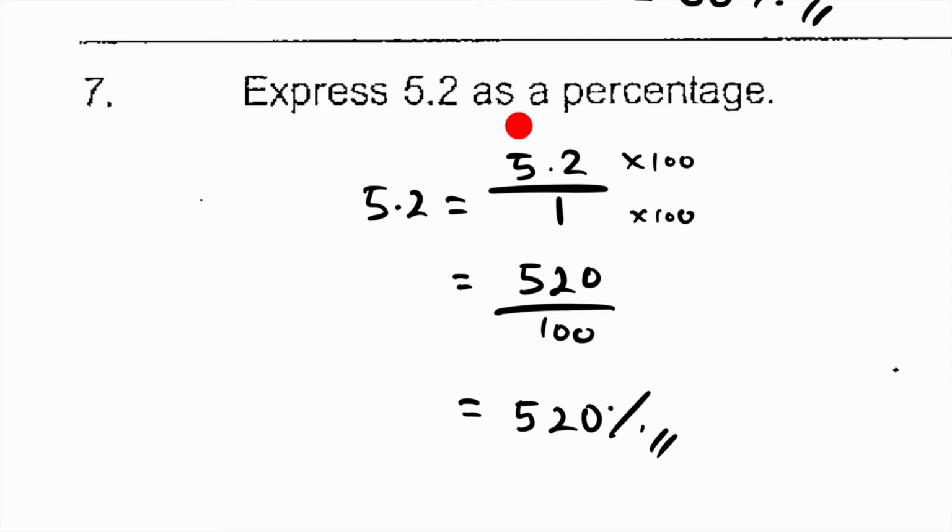Express 5.2 as a percentage here. Now, I like to think of it as 5.2 over 1. And when it comes to percentage, we love our denominators to be 100, don't we? So I'm going to times 100, turn it into 520 over 100. And this is actually 520%. Do not be shocked by the large percentage. This is how it works. So just basically follow the rule, which you know very well, that you want the denominator to be 100.